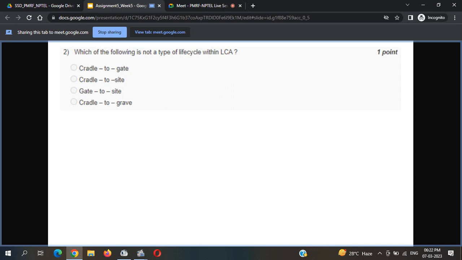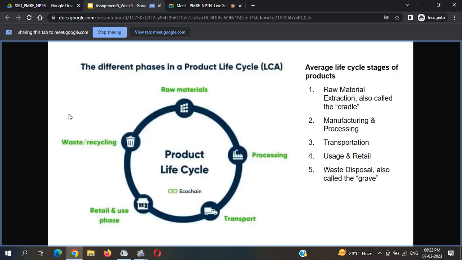So the next question is, which of the following is not a type of life cycle within LCA? So LCA is life cycle assessment, and you are given four options: cradle to gate, cradle to site, gate to site, and cradle to grave.